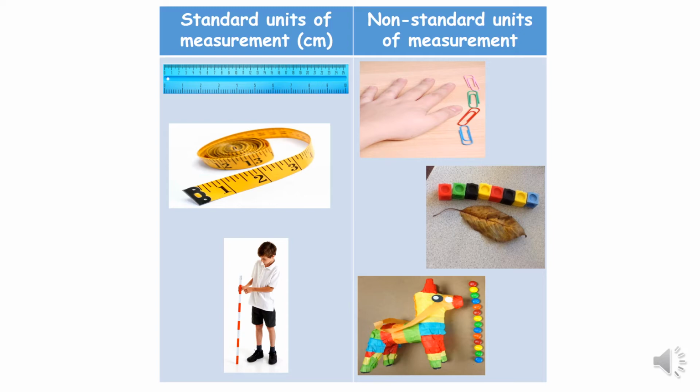Standard units of measurement are units of measurement that we would normally use to measure objects with. So we would normally measure an object in centimetres or in metres, and we could do that using a ruler, a tape measure or a metre stick. Non-standard units of measurement are units of measurement that we do not usually use to measure objects in. So things like paper clips and cubes and sweets, because we would not typically use these things to measure objects with.